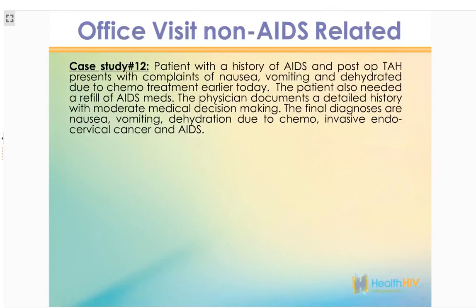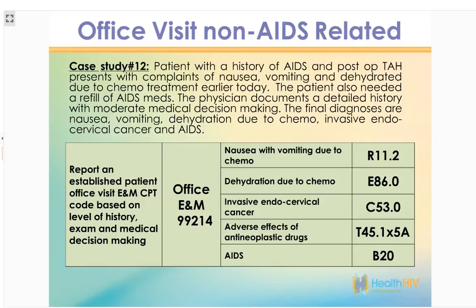Here's another scenario. A patient with a history of AIDS and post-op total abdominal hysterectomy presents with complaints of nausea, vomiting, and dehydration due to chemotherapy. They came into the office earlier for chemo treatment. The patient also needed a refill of their meds. The physician does a detailed history with moderate medical decision-making, and the final diagnoses are nausea, vomiting, and dehydration due to chemo.